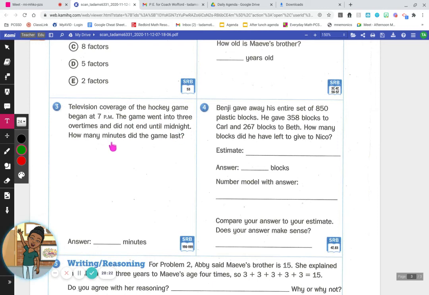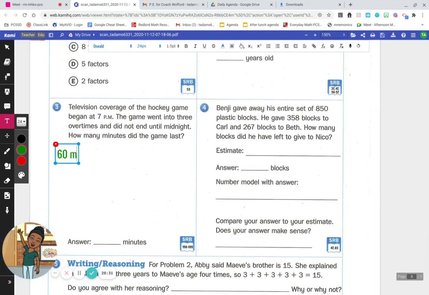Number 3, television coverage of the hockey game began at 7 p.m. The game went into 3 overtimes and did not end until midnight. Who's up that late? How many minutes did the game last? This may help you: 60 minutes equals 1 hour. So using that information, how many minutes did the game last? It started at 7 and did not end until midnight. Midnight is 12 a.m. How many minutes did this game last?